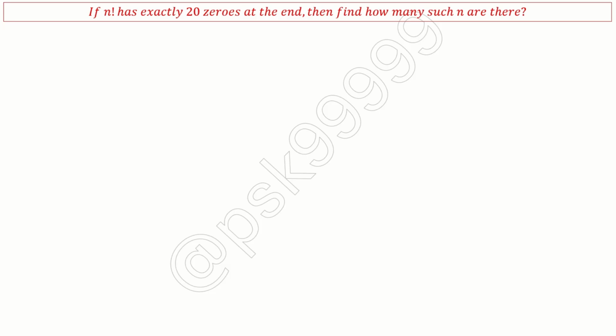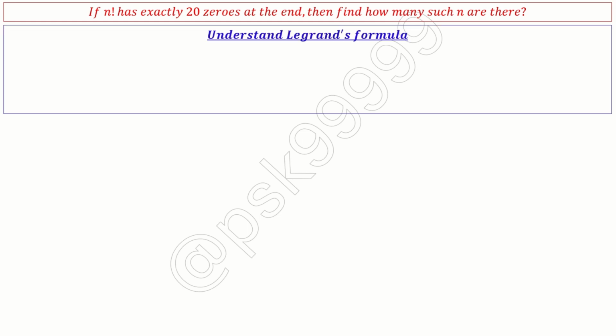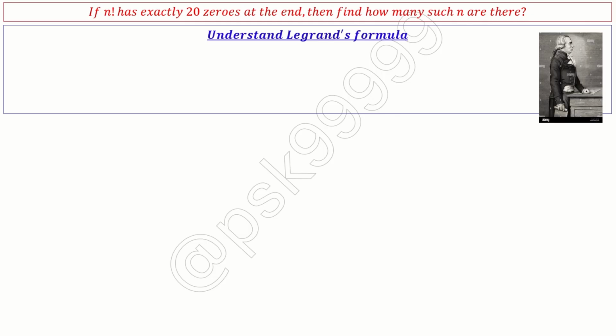Next: if n factorial has exactly 20 zeros at the end, then find how many such n's are possible. To solve this problem, we need to understand the Legendre formula. Legendre is a mathematician who derived a very simple formula to find the highest power of a given prime number that divides n factorial.